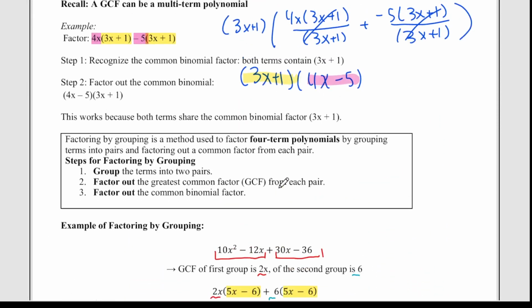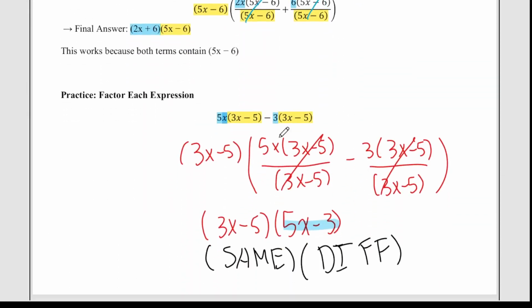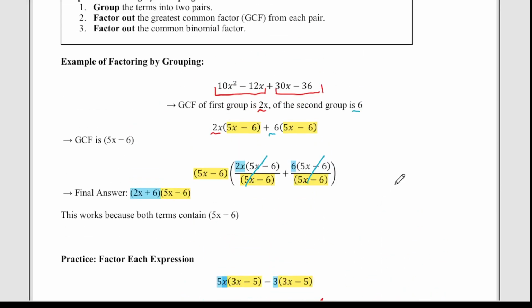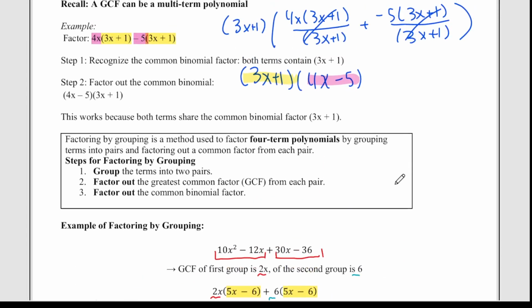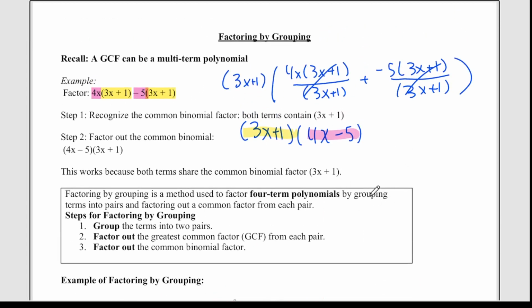And anytime you're trying to factor something with 4 terms, this is the way that you have to do it. And then we're going to go over a little bit later how you can make a problem with 3 terms look like factoring by grouping so that it can look like this and you can use these techniques.